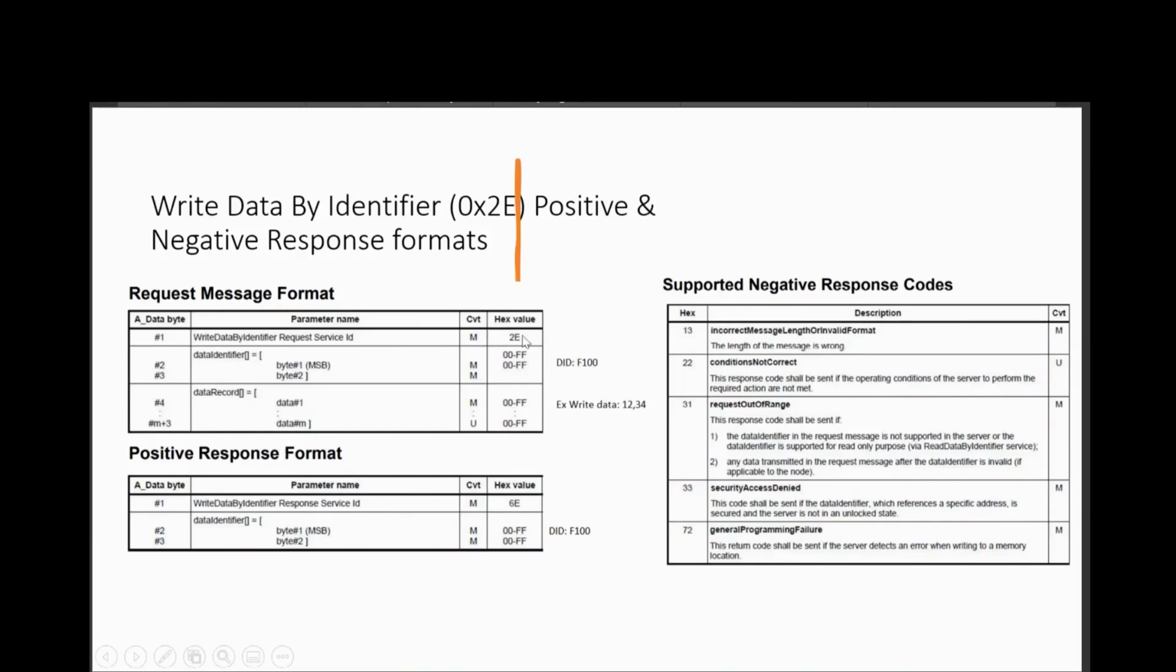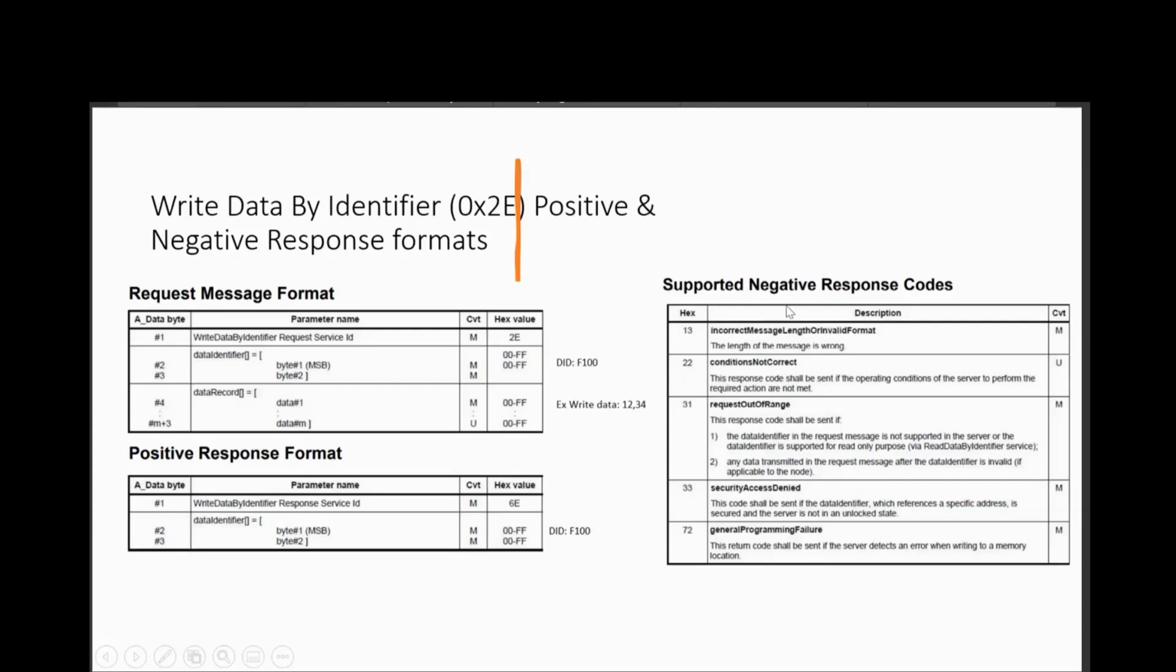And the positive response will be, as I told, 2E plus 40, so 6E, followed by the same DID. That's it. The written data will not come back here, only 40 plus the DID. That means your written data has been written into the ECU EEPROM memory or internal memory.